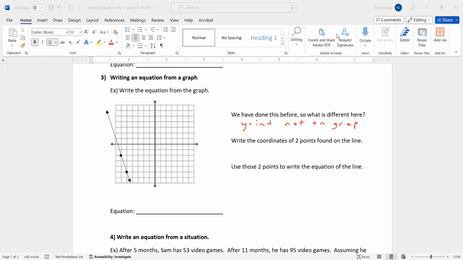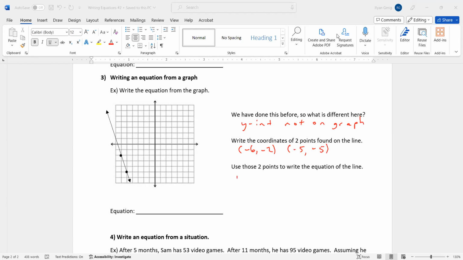That's the difference. Write the coordinates of the 2 points on the line. So I marked those there for you to make sure you know how to name those coordinates. That's negative 6, negative 2, and then negative 5, negative 5. Use those 2 points to write the equation of the line.